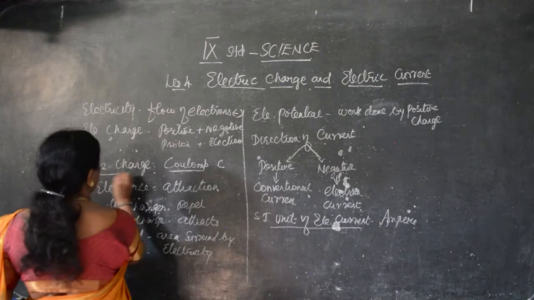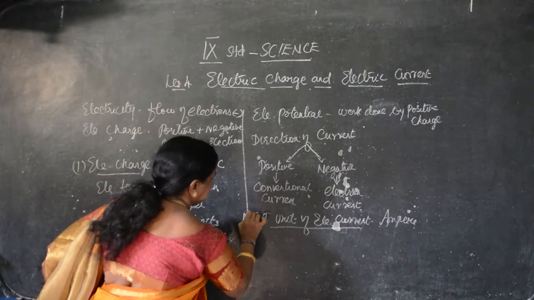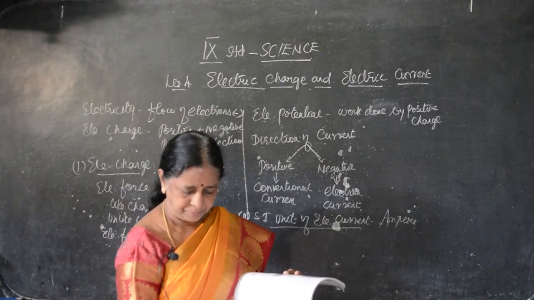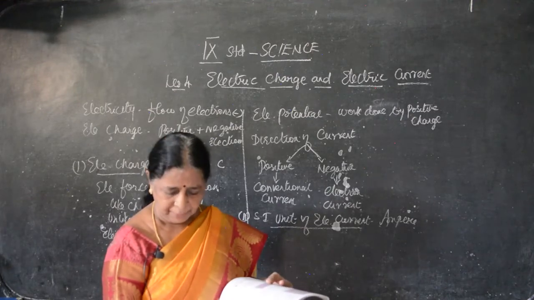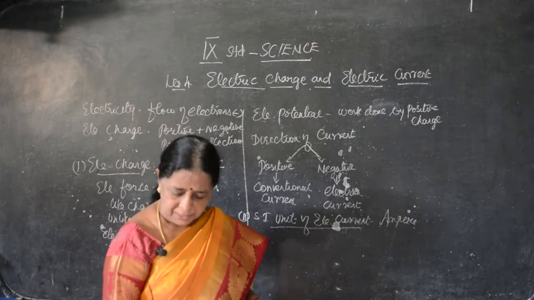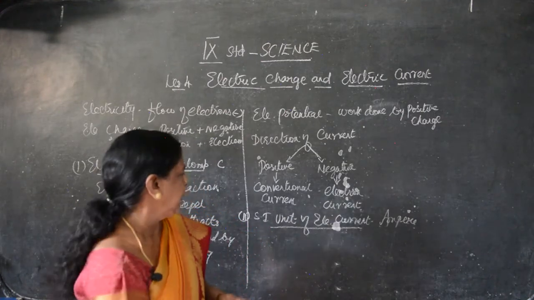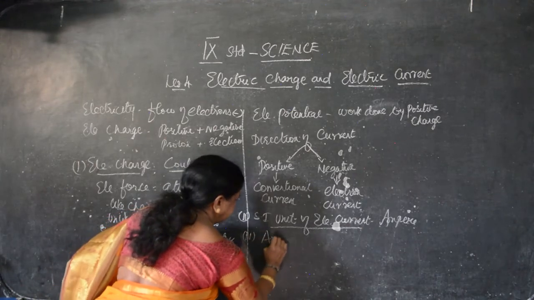Okay, electric charge is the first one we have seen. The second one is electric current, ampere. The instrument used to measure the strength of the electric current is known as what? Ammeter. The third one we are seeing is ammeter.